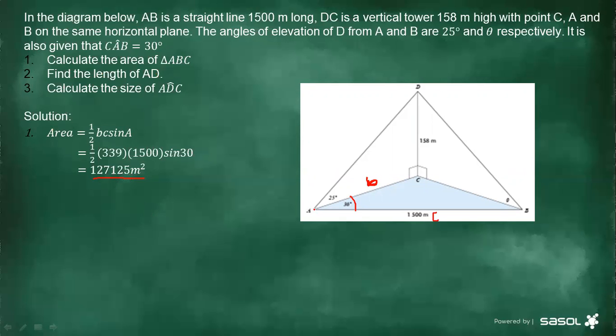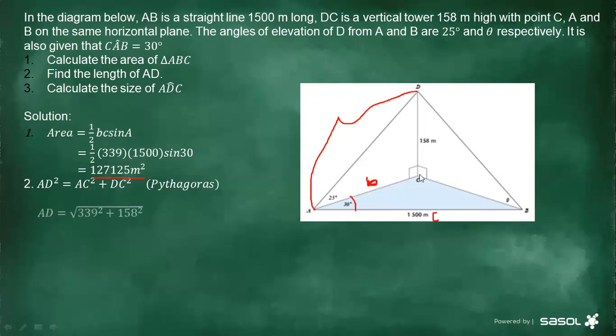It's this one. Now we are looking for this AD. You can use the theorem of Pythagoras because we already have the length of AC and the length of DC. You just substitute, put the square root, and from there it gives us 374 meters. That is the length of AD.